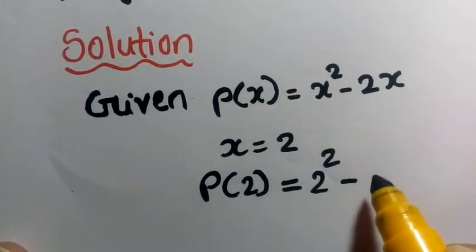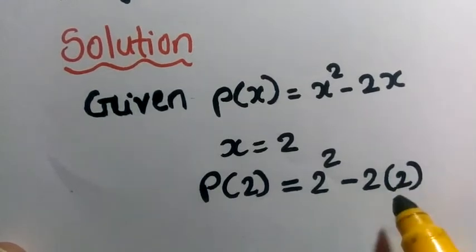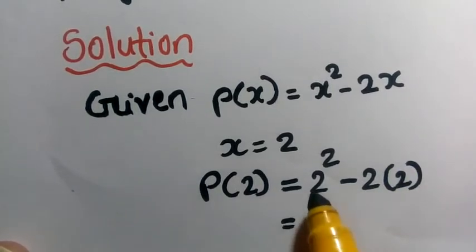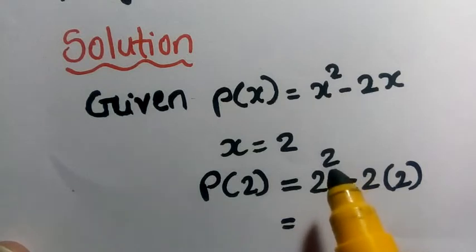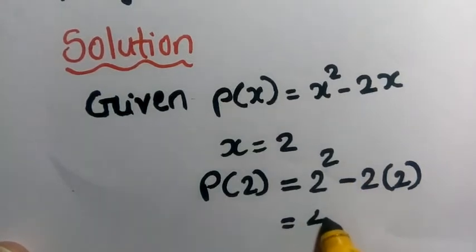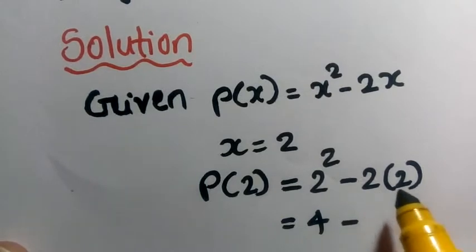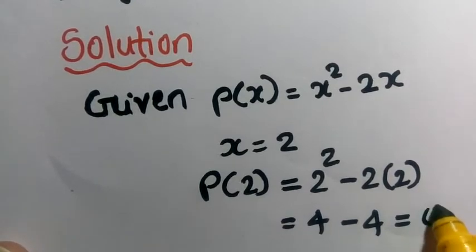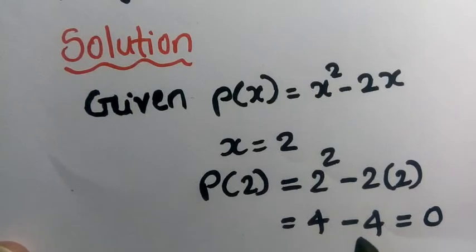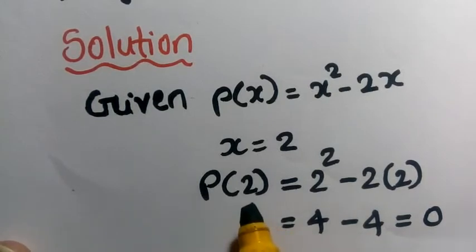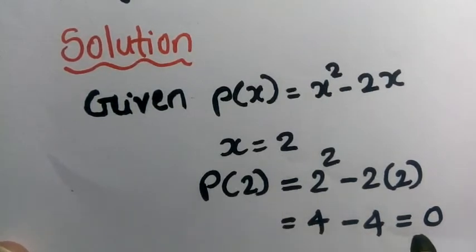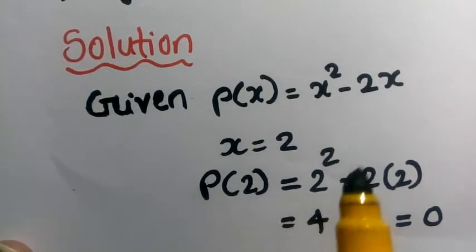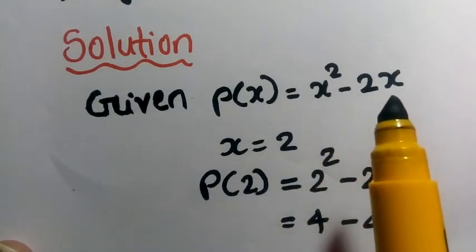minus 2x, 2 into 2, is equal to 2 square. What is 2 square? 2 square is equal to 4, minus 2 into 2. 2 into 2 is equal to 4, so 4 minus 4 is equal to 0. So here, while substituting the value 2 in the polynomial, we got the answer 0. So we can say 2 is a zero of the polynomial x square minus 2x.